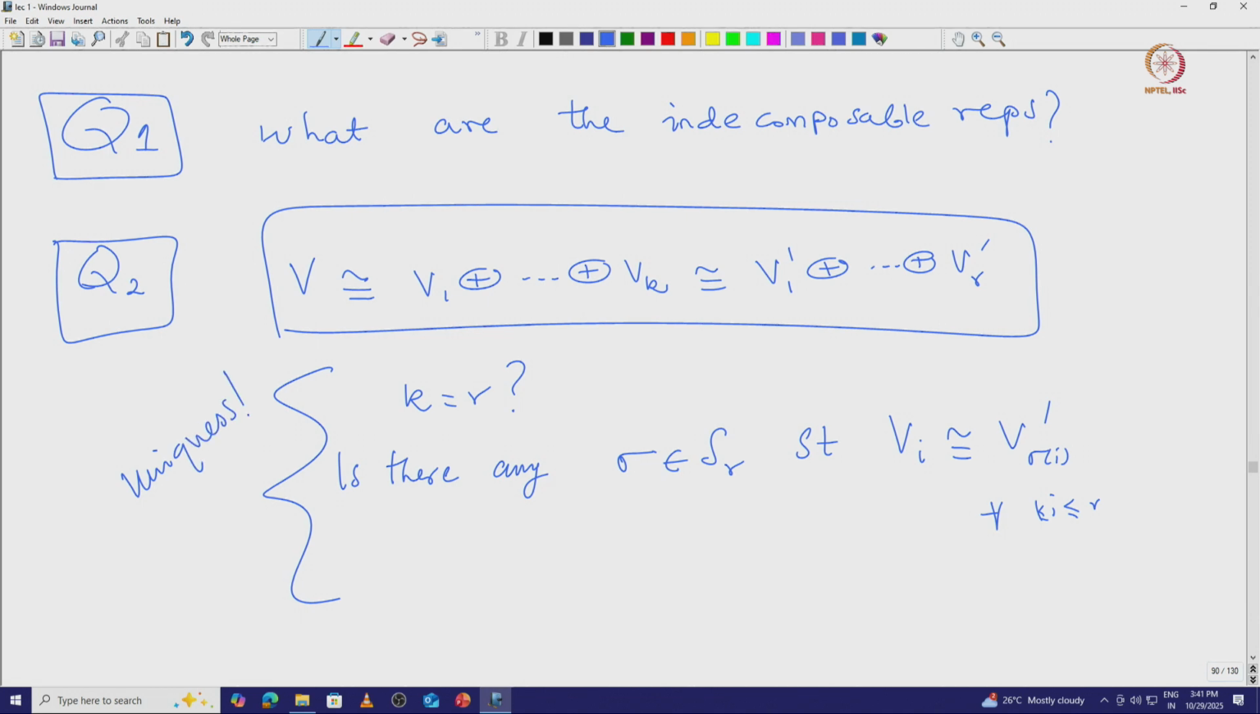Most of the time this uniqueness is hard to prove, but we will see at least for certain algebras that this uniqueness is there. Definitely for representations that are coming from finite groups, we will have this uniqueness. So, these are somewhat the most important questions that one wants to address in representation theory. We will see at least how to address these questions for group representation theory.